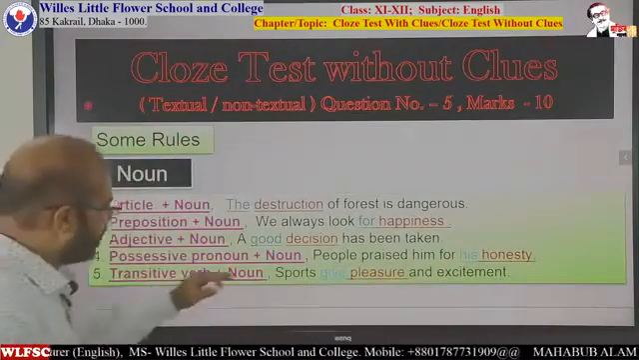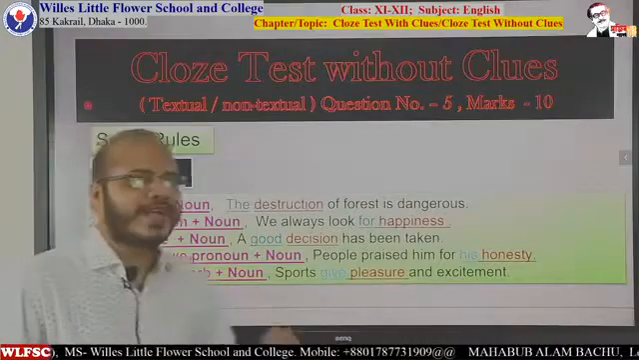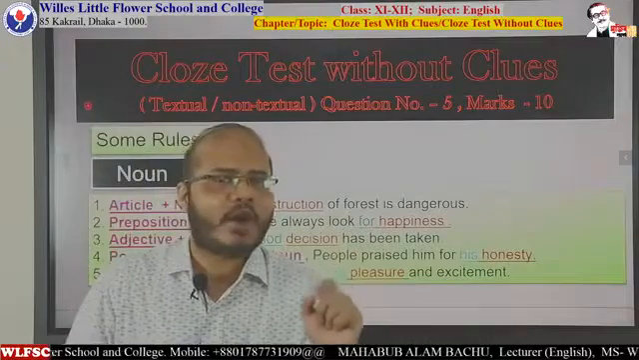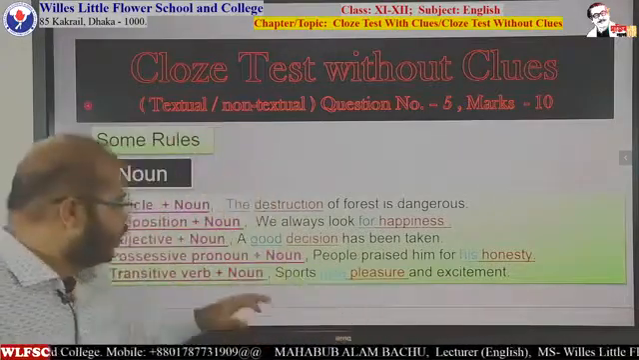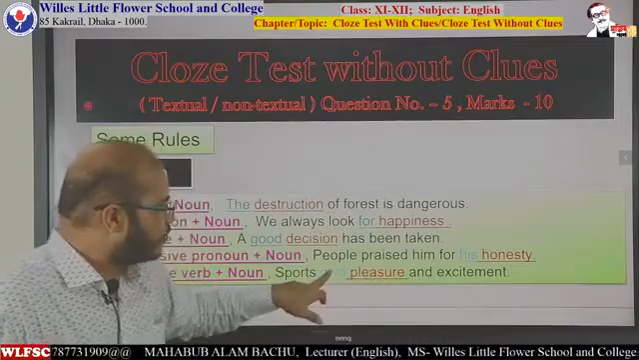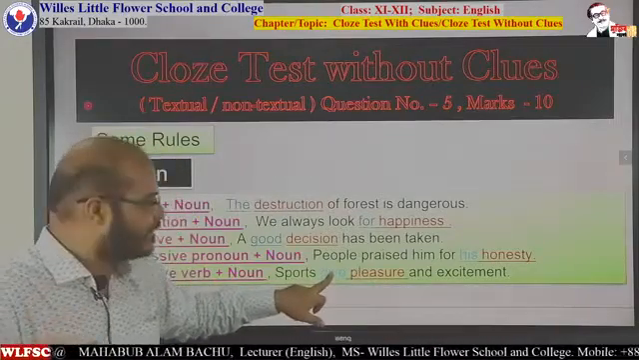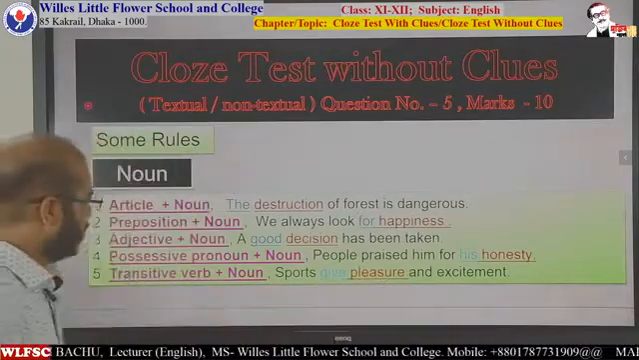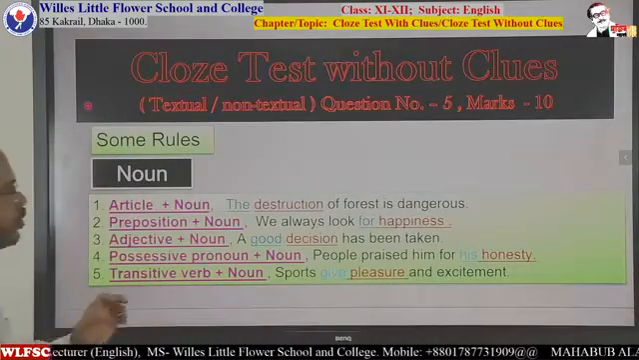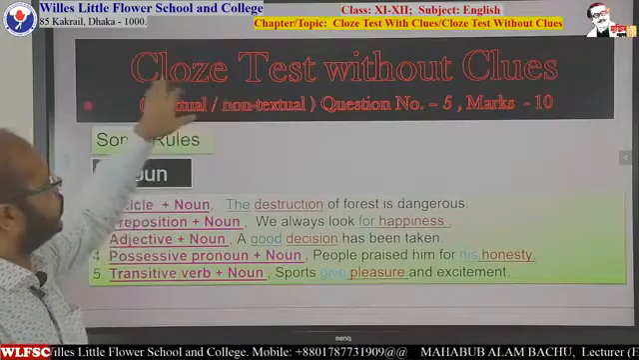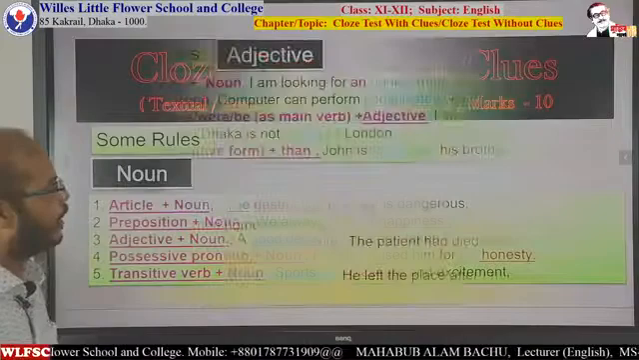Transitive verb plus noun. Transitive verb, you know, means the verb which takes one or more objects. So, sports give pleasure. Give pleasure. So give is a transitive verb, so after give, you have to put a noun form. And in this way you can put the noun in your fill in the gaps with clues, without clues, or clause test without clues. Okay, go to the next one.